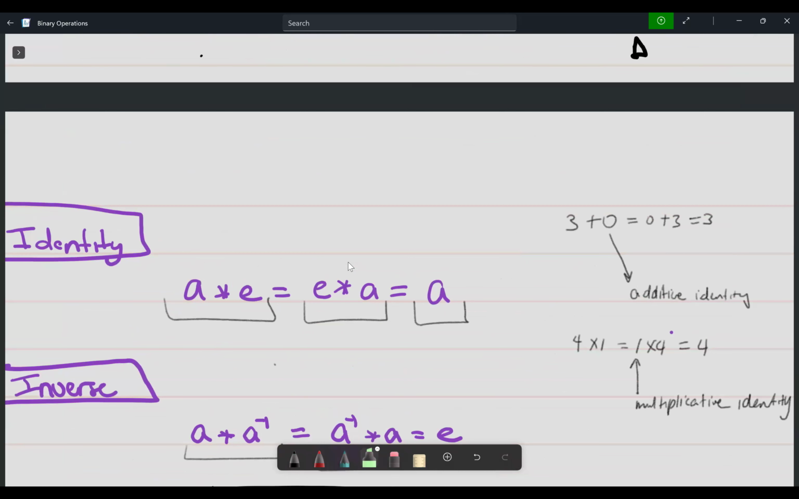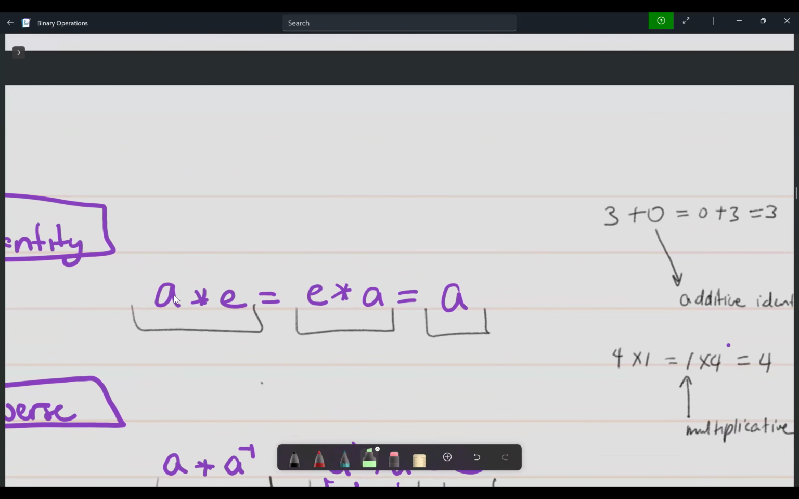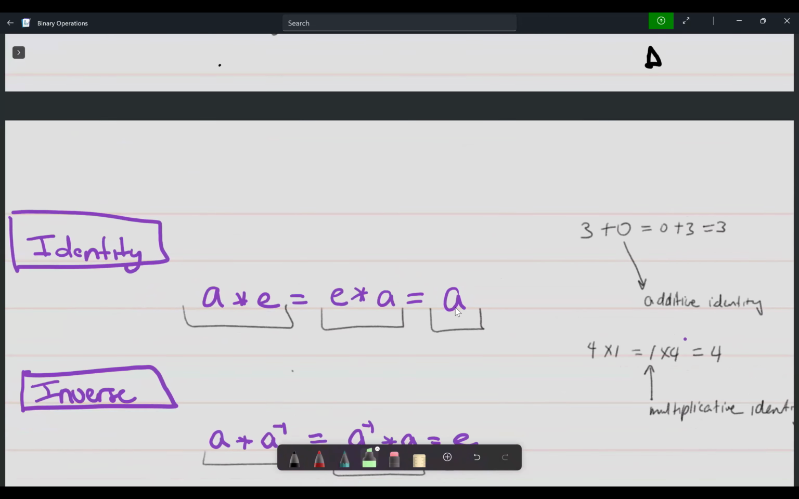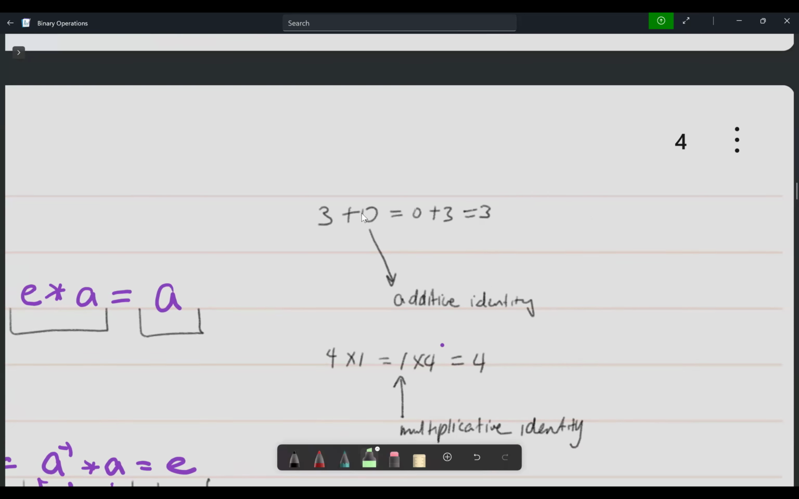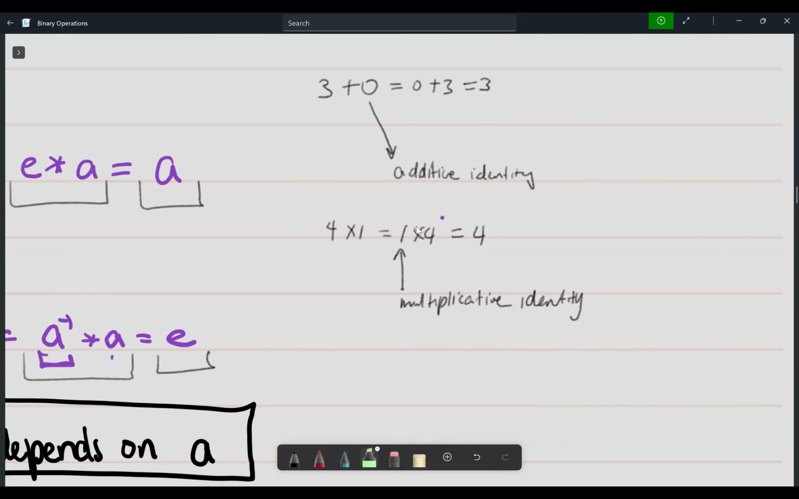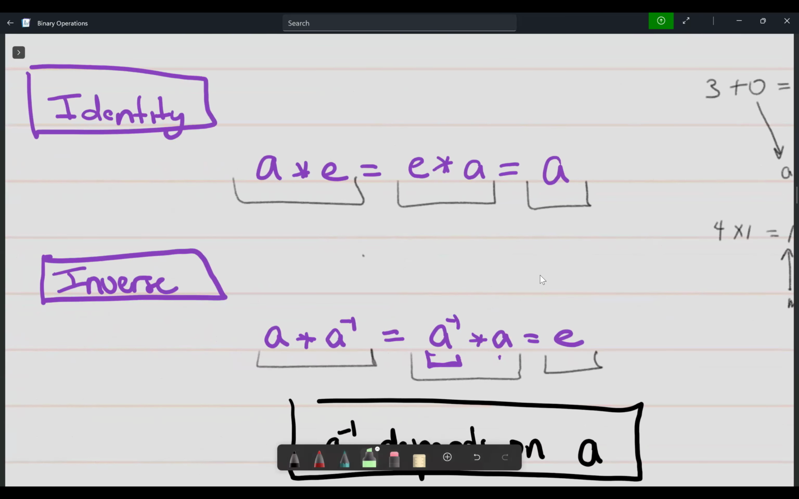Identity is when you say, okay, A star E is the same thing as E star A, which will always give me the answer of A. If you think about addition, 3 plus 0 is the same thing as 0 plus 3, which is the same thing as 3. So 0 is the additive identity. If you look at multiplication, 4 times 1 is equal to 1 times 4, which is the same thing as 4. So 1 is the multiplicative identity. Up to this point, any confusion?